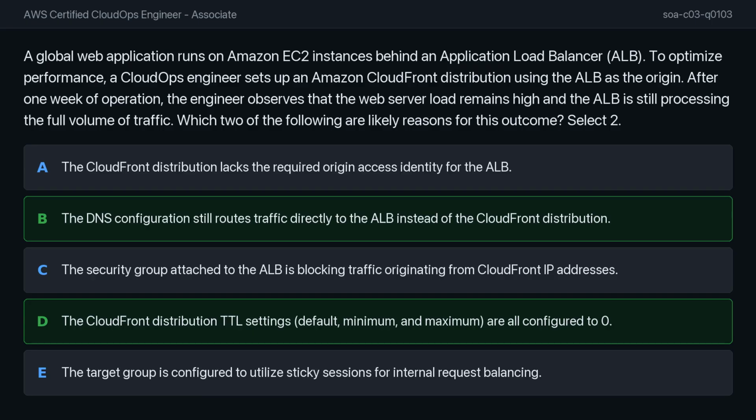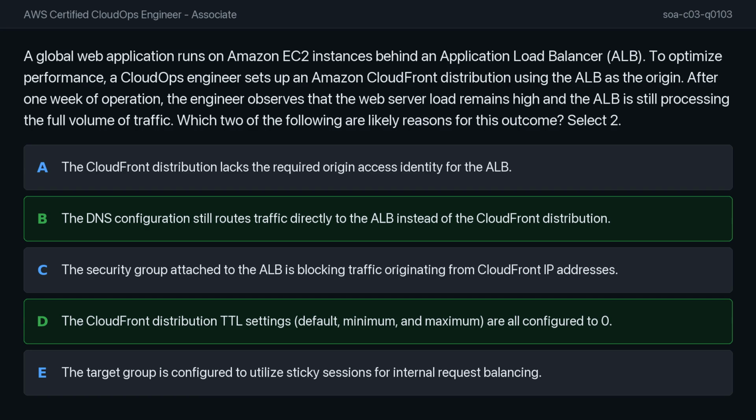Now, why are the other options incorrect? Option A is incorrect because an origin access identity is a feature specific to Amazon S3 origins and is not used for application load balancer origins. Option C is incorrect as blocking CloudFront traffic at the security group level would lead to connection errors or access denied responses rather than allowing the requests to pass through to the web servers. Option E is incorrect because sticky sessions only manage request routing between the load balancer and targets.